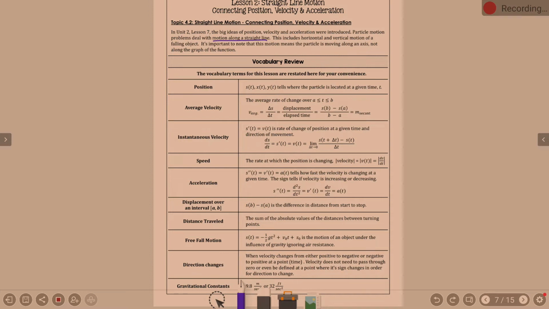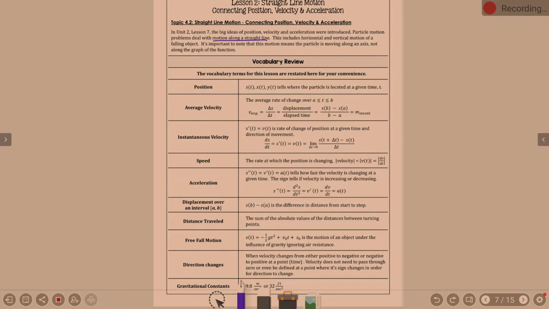Now, there's a lot of vocabulary here, right? Most of these things we've talked about at some point. Maybe I'll just skim through them real quick with you, but they're going to be here for reference. So position, s of t, x of t, y of t, tells where the particle is located at a given time t. We usually see s or x.